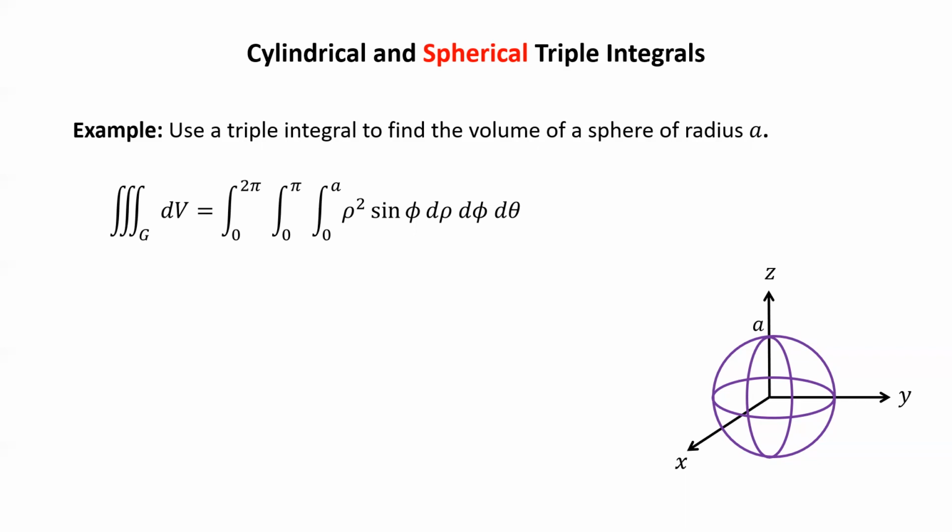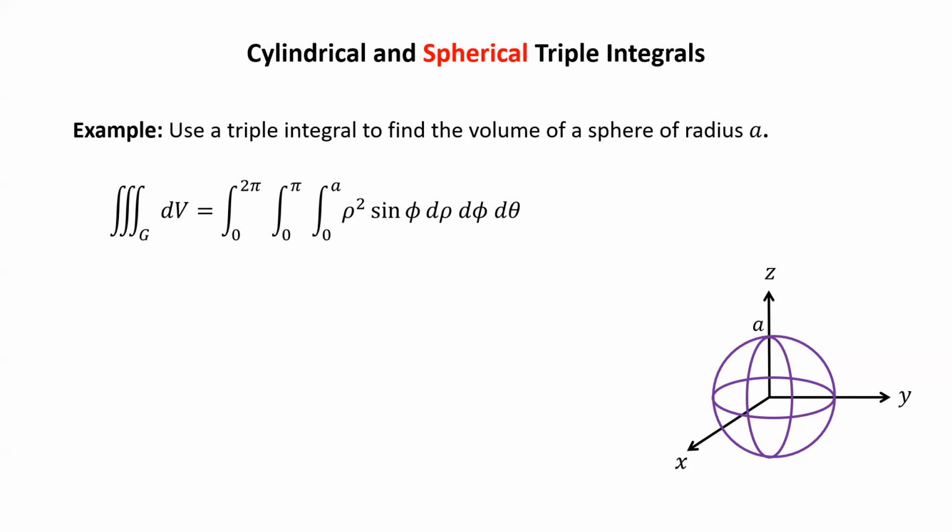And we're always going to do it d rho, d phi, d theta in that order, just to be consistent. Now, in this case, theta is going from 0 to 2 pi. You can kind of see that by looking at the circle in the middle of that sphere. We're going to be going around that whole circle to trace out the whole sphere.